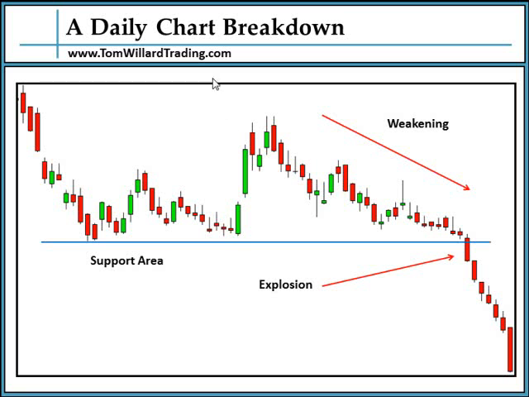Now this is a technical breakout to the upside. It's the same thing. It's just breaking past a resistance area. This is a support area. Resistance area is the flip side of things. So I'll do another video on that in the future, but hopefully you found this useful.